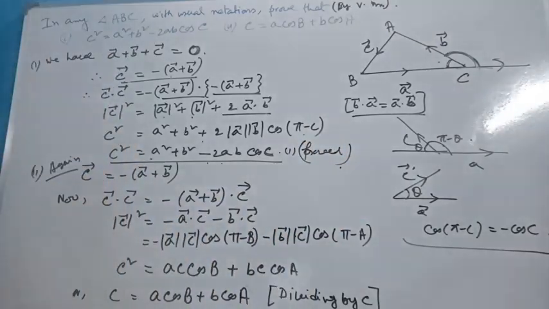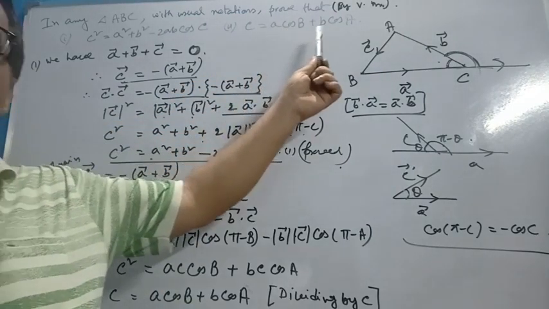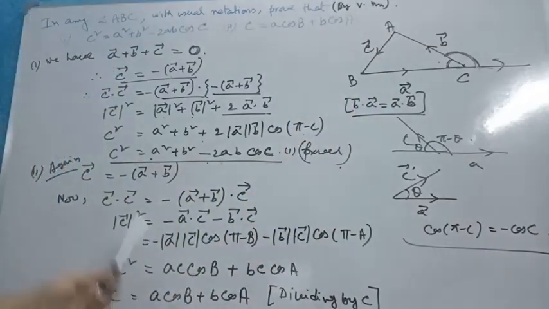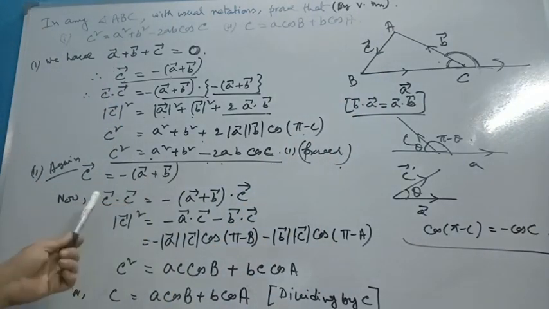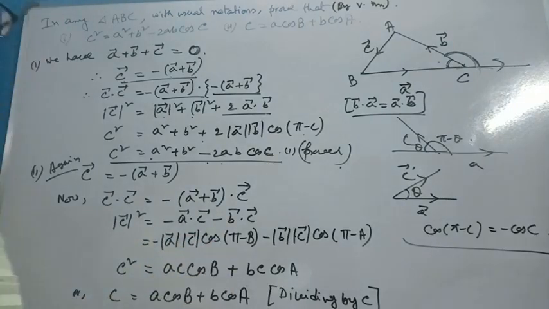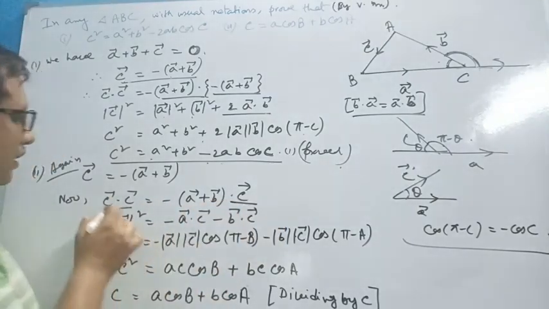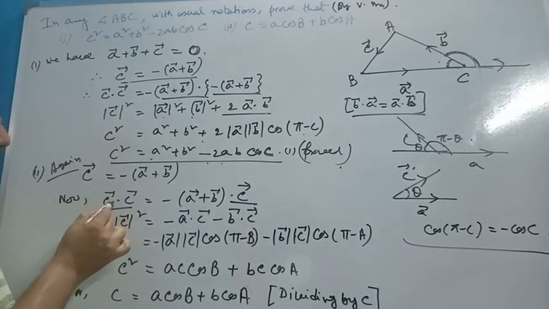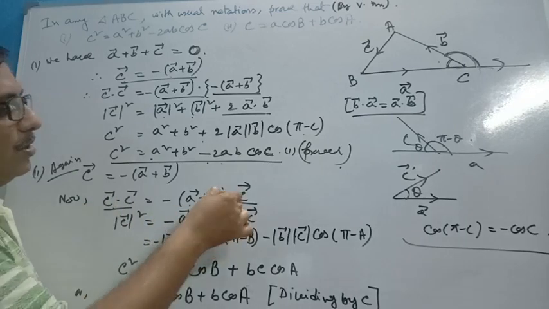Next, second question. The second question is to prove that c is equal to a cos B plus b cos A. Now again we write vector C is equal to minus of A plus B. Now taking the dot product on both sides by C. The left hand side is C dot C, and the right hand side is minus of A plus B dot C.